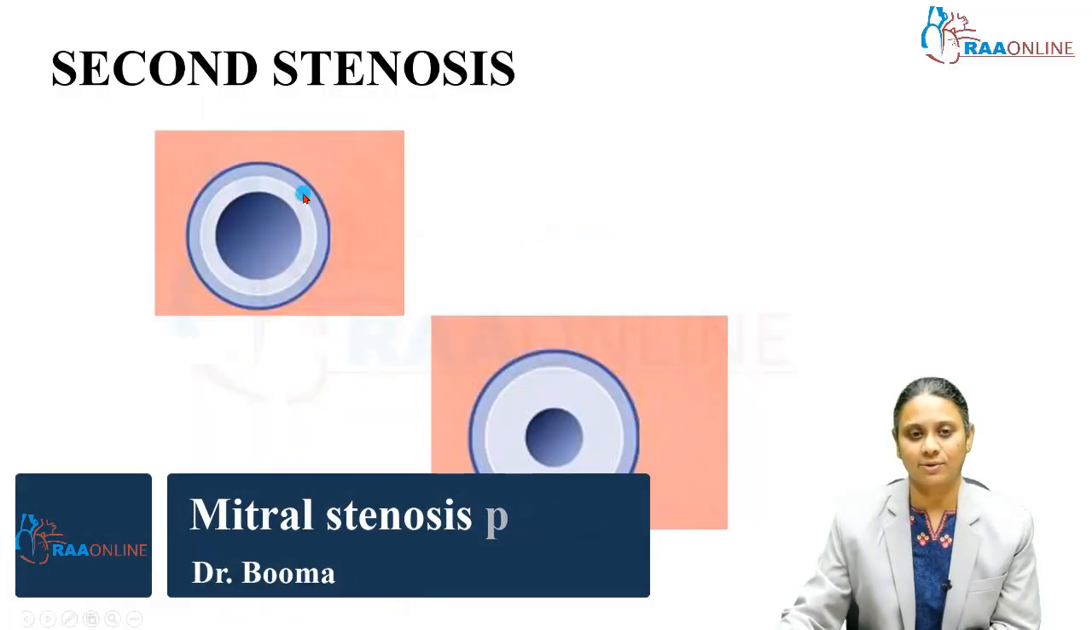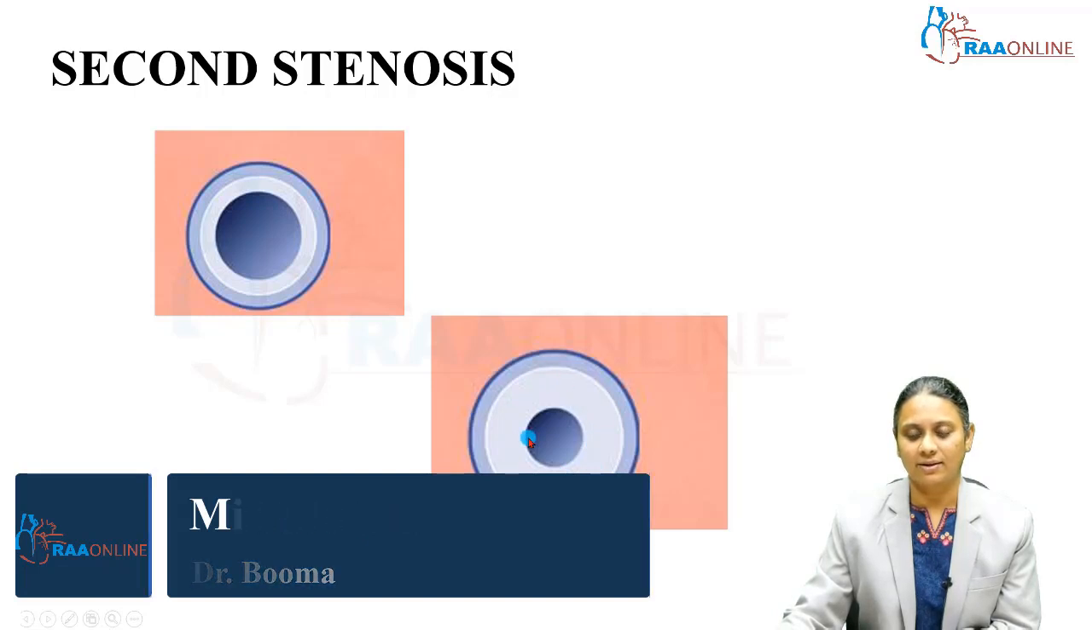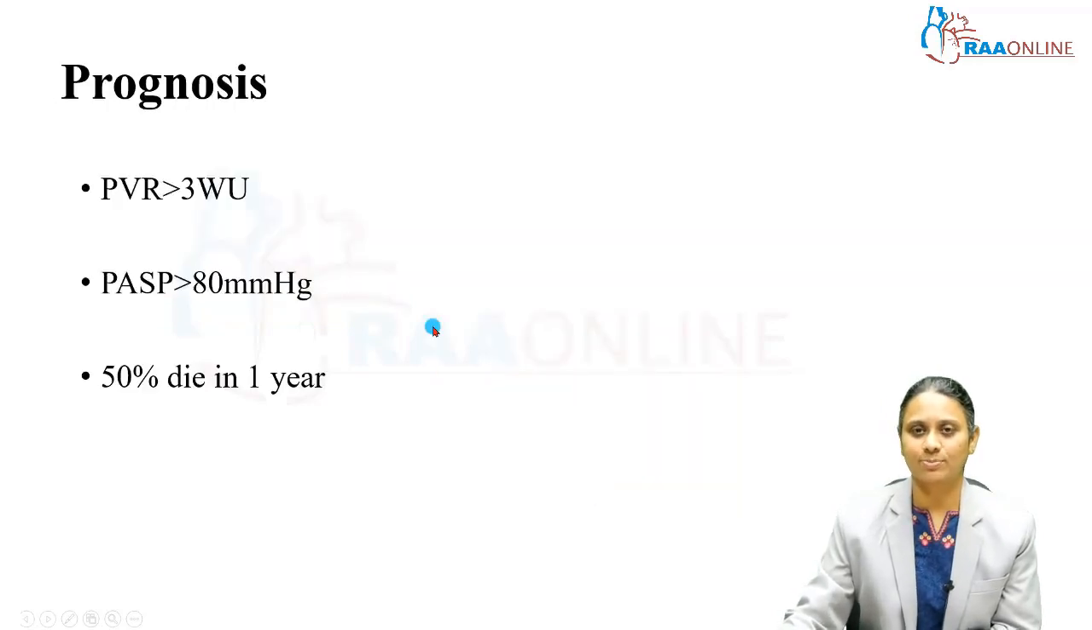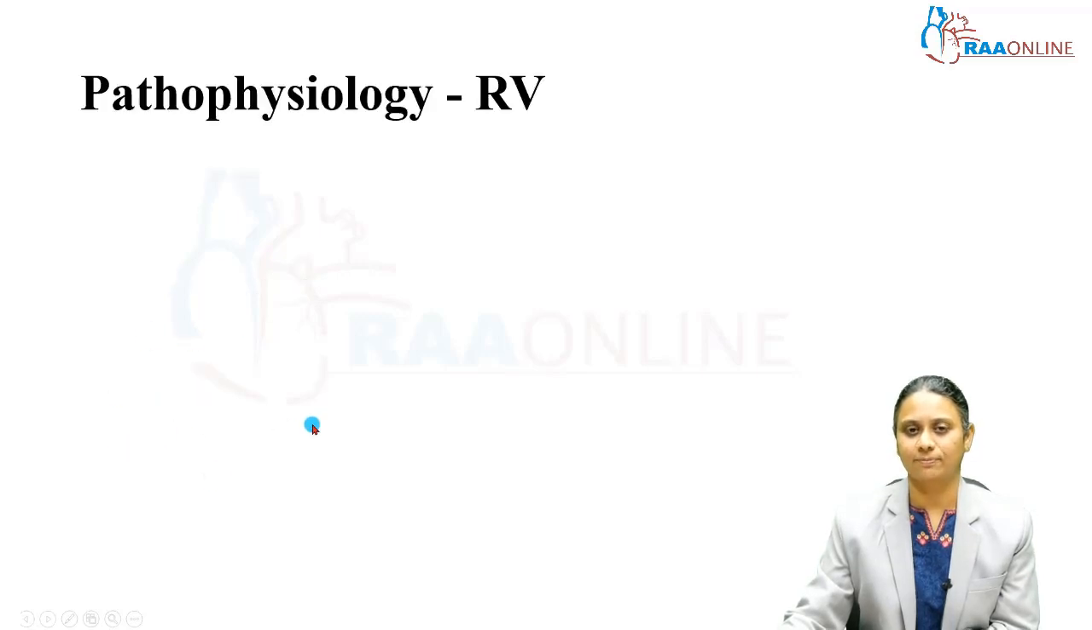So what is the second stenosis? This is the normal pulmonary artery cross section. It has undergone structural change resulting in reduced lumen, that is, a vascular area becoming stenotic. Prognosis is poor, that is, people don't survive more than 2 years. Pulmonary vascular resistance is more than 3 Wood units, or pulmonary artery systolic pressure more than 80 millimeters of mercury. At the end of 1 year, only 50% survive.